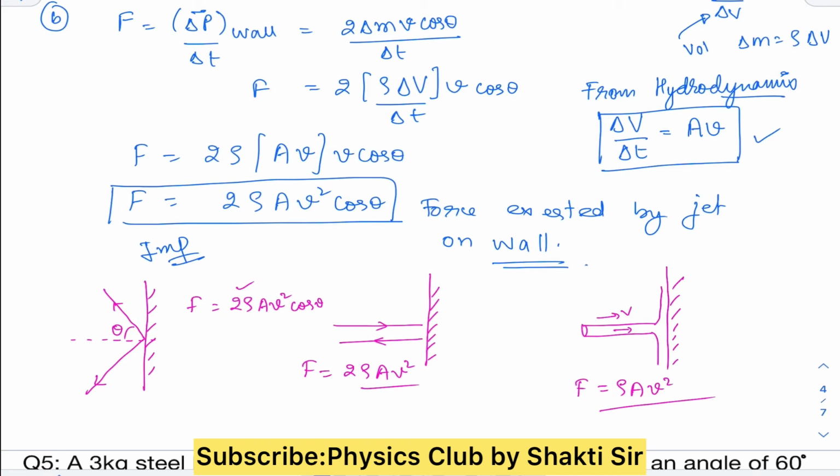But in this case there is only one direction, the initial direction towards the positive x-axis, and after the collision of the liquid with the wall, it just spreads along the y-axis. There is no bounce back along the negative x-axis. Therefore, we cannot write the 2 here. Keep in mind and remember these results.